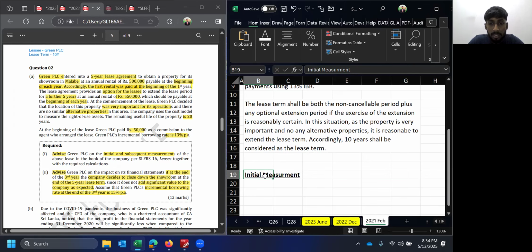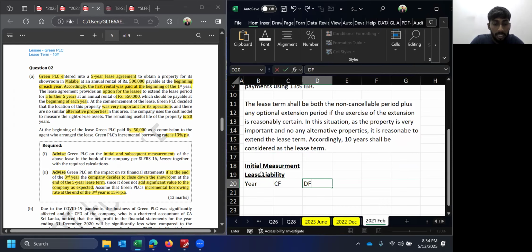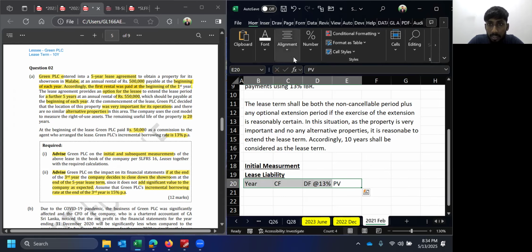Initial measurement. So first, lease liability. Here, cash flow, discounting factor at 13%, the present value. Discounting factor at 13%.